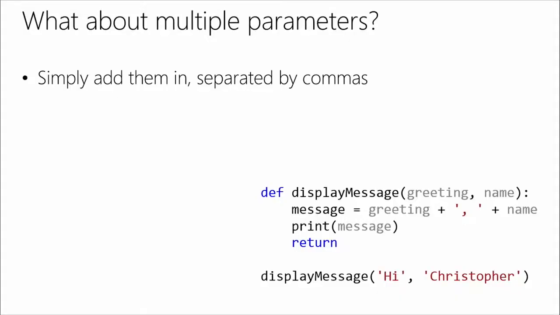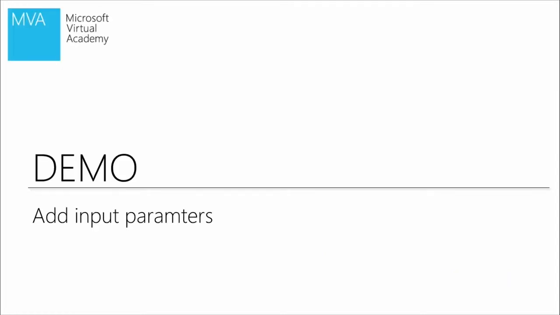Okay, so with that, let's keep going with our parameters here. What about multiples? Well, you could absolutely add in multiple parameters by simply separating them out with commas. That's it. Just define display message, greeting and name, and then concatenate that together, and you'll notice that we can just print that out like that.